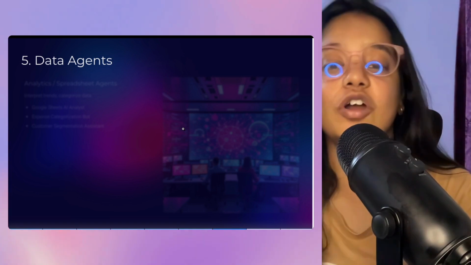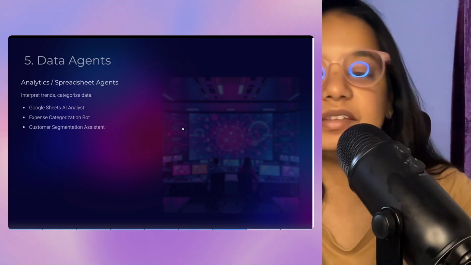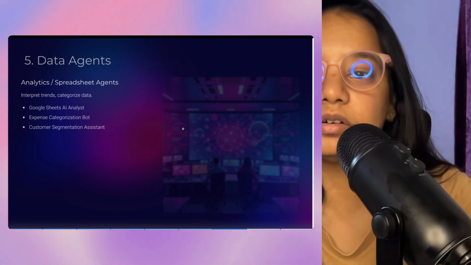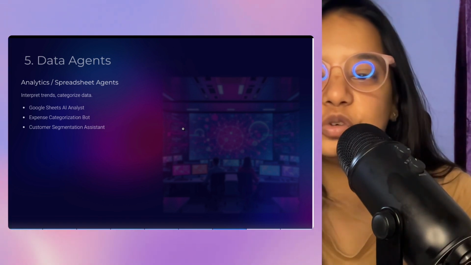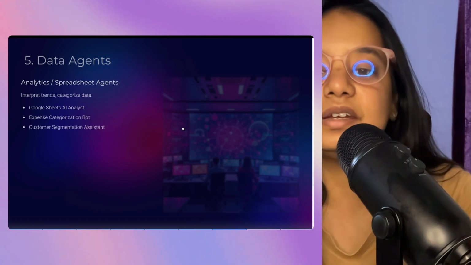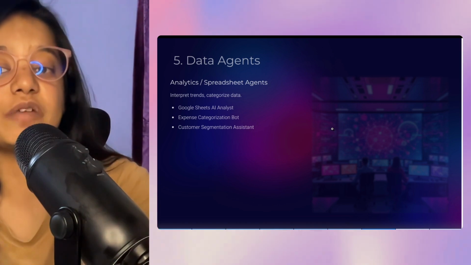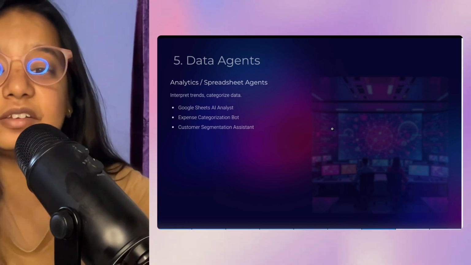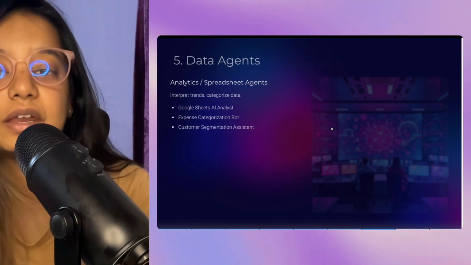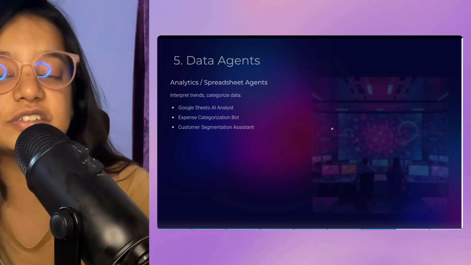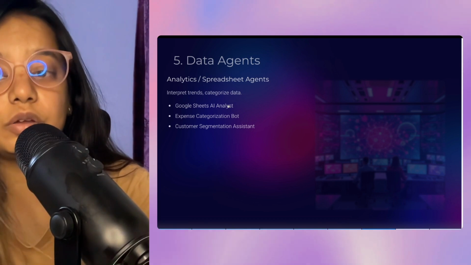Then the fifth type is going to be the data agents. Data agents, as the name suggests, are capable of analyzing data and analytics. It's all about data, creating dashboards and more interactive dashboards. It interprets trends, categories, and data. Google Sheets AI Analyst, this feature is available in Google Sheets itself. If you have not explored it, try to explore it. Google Sheets has its own AI where you can select the data sets and it can create the analysis for you. So it's not just numbers, it actually creates analysis for you. So that's again a use case for Google Sheets AI Analyst.